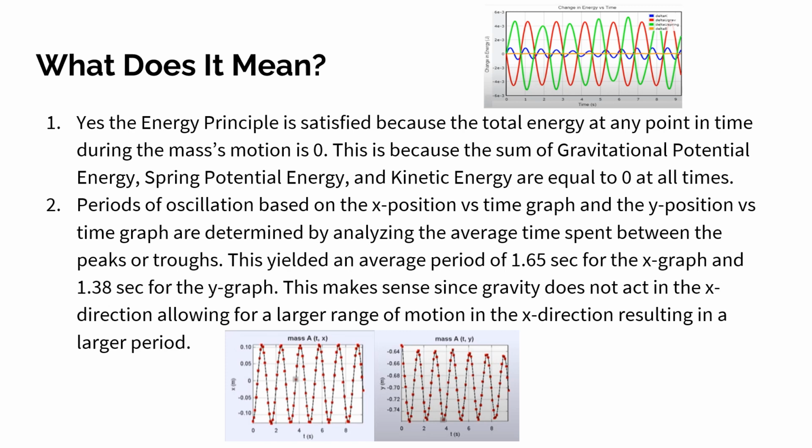Periods of oscillation based on the x position versus time graph and y position versus time graph are determined by analyzing the average time spent between the peaks or troughs. This yielded an average period of 1.65 seconds for the x graph and 1.38 seconds for the y graph. This makes sense since gravity does not act in the x direction, allowing for a larger range of motion, thus resulting in a larger period in the x direction.